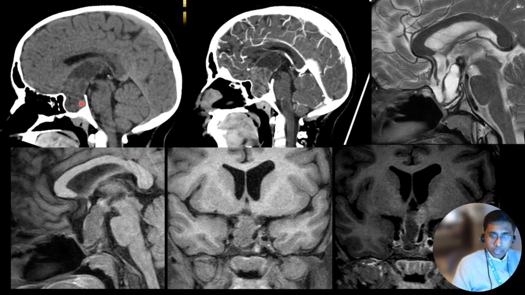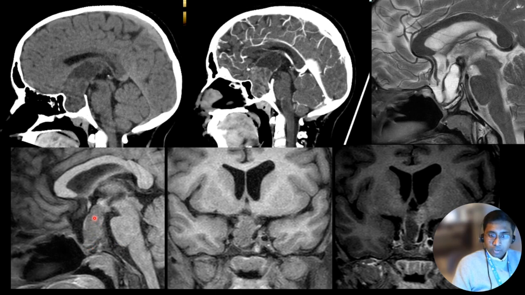These are the pre-contrast sagittal CT images. We can see that there is a large sellar suprasellar mass lesion, and it is causing expansion of the sella. And in the post-contrast CT, we can see that the solid component, the mass, is showing heterogeneous post-contrast enhancement, and the cystic part of the tumor is seen superiorly.